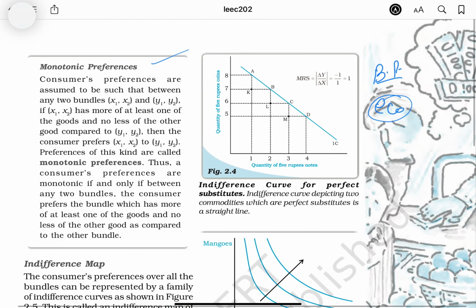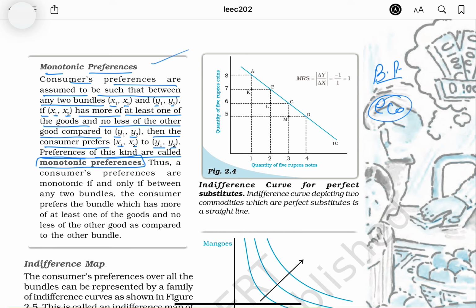Monotonic preferences. Consumers' preferences are assumed to be such that between any two bundles, (X1, X2) and (Y1, Y2), if (X1, X2) has more of at least one of the goods and no less of the other good compared to (Y1, Y2), then the consumer prefers (X1, X2) to (Y1, Y2). Preferences of this kind are called monotonic preferences.